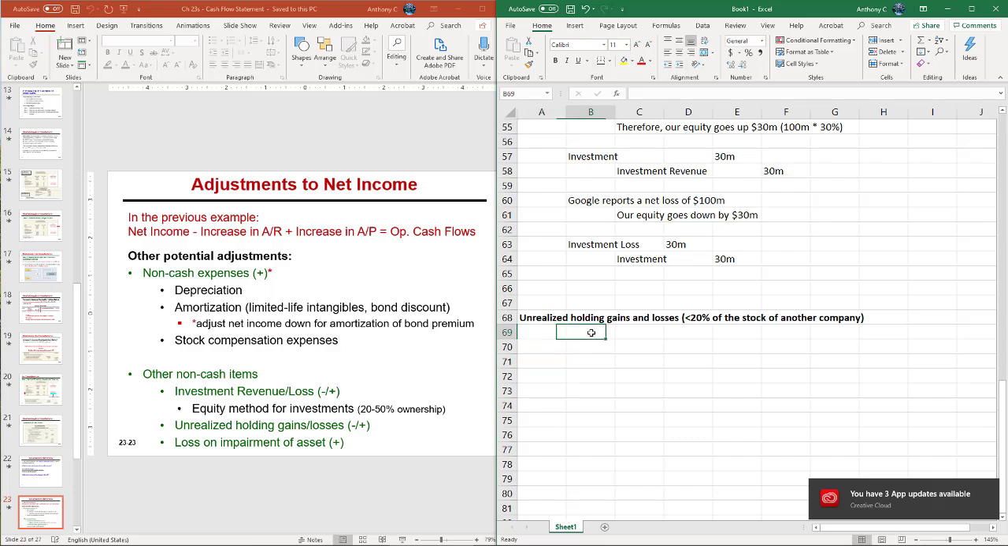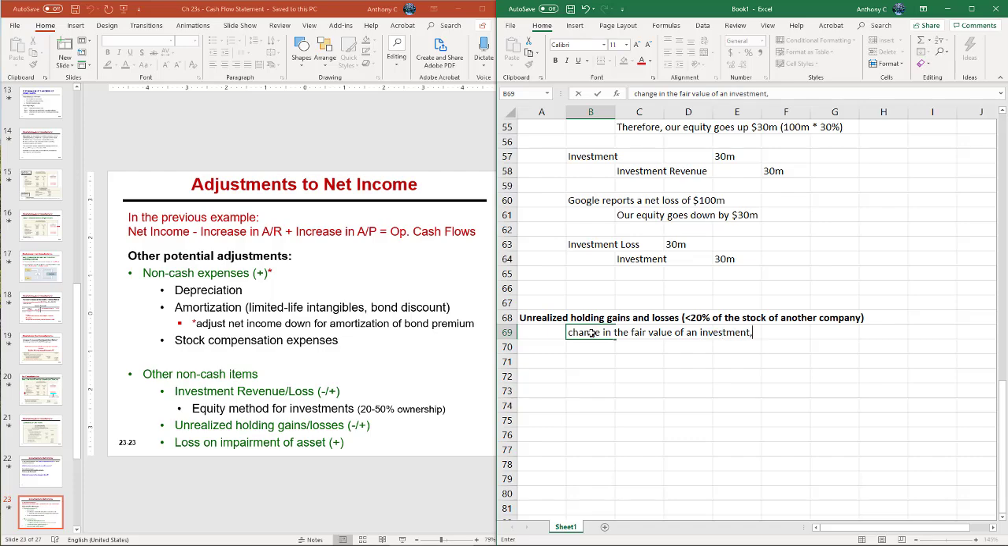All right, so unrealized holding gains and loss just means that there's a change in the fair value of an investment, but we haven't yet sold the investment, and when we sell the investment is when we'll get the cash. But if we're still holding on to it, then that gain or loss is unrealized because we haven't sold it. So it's the change in the fair value of an investment that we haven't sold yet.